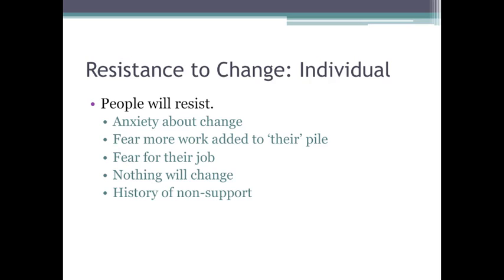Also, people may fear that nothing will change. That this is just the latest management fad that upper management has decided on, and in a week they'll change their mind.